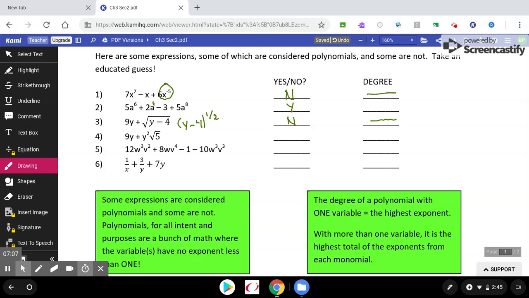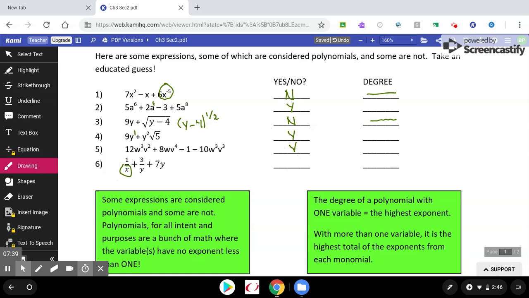Otherwise, you're going to write yes. So number 4, you might say, well, there's something strange happening. We've got a square root symbol, but the square root symbol is around the 5, not the variable. So there's a 9y to the 1 power. There's a y squared, so no exponents less than 1, nothing strange happening to the variables. So that makes it a yes. On number 5, a little more straightforward. There's nothing strange happening, just a whole bunch of exponents, and none of them are less than 1, so that's a yes.